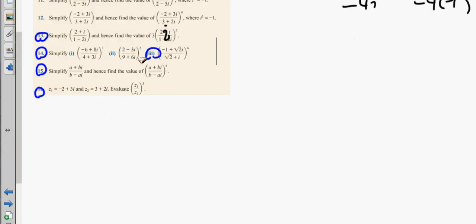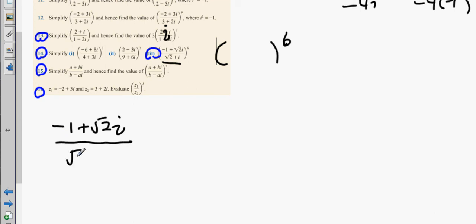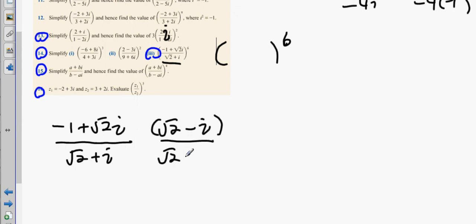Okay, so this one here is 14 part 3, and in 14 part 3 we're going to have to find out, first and foremost, whatever is in the brackets to the power 6. We're going to work on what's inside the brackets. So we're going to have 1 minus 1 plus root 2i, and then underneath we're going to have root 2 plus i. We're going to do what we've done all this time, which is multiply the top and bottom by the conjugate of the bottom, which is root 2 minus i.